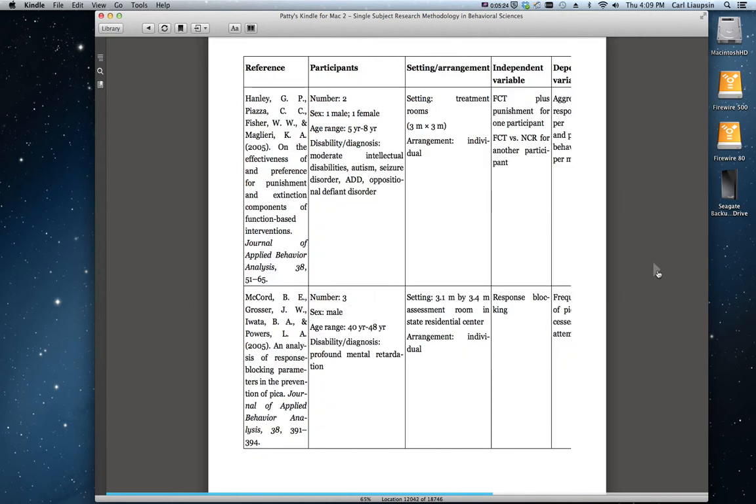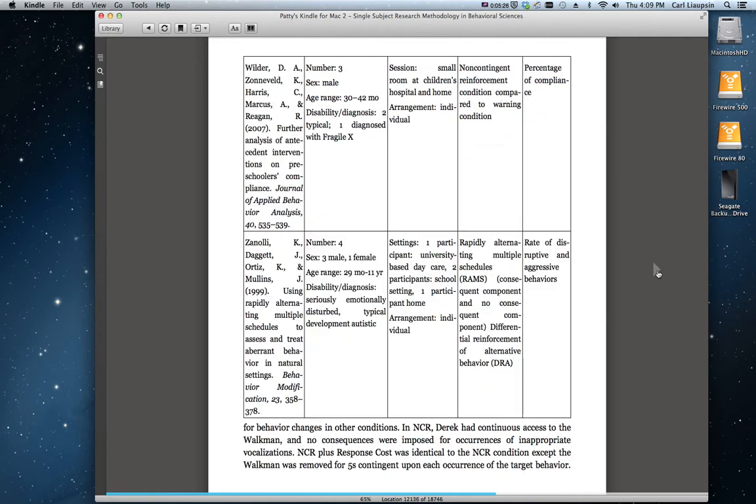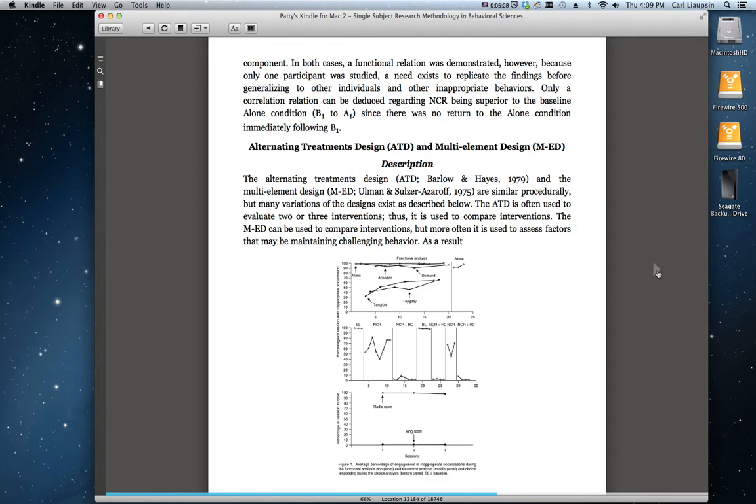The next design, I have some examples in here. The next one we're going to talk about in just a moment is alternating treatment.